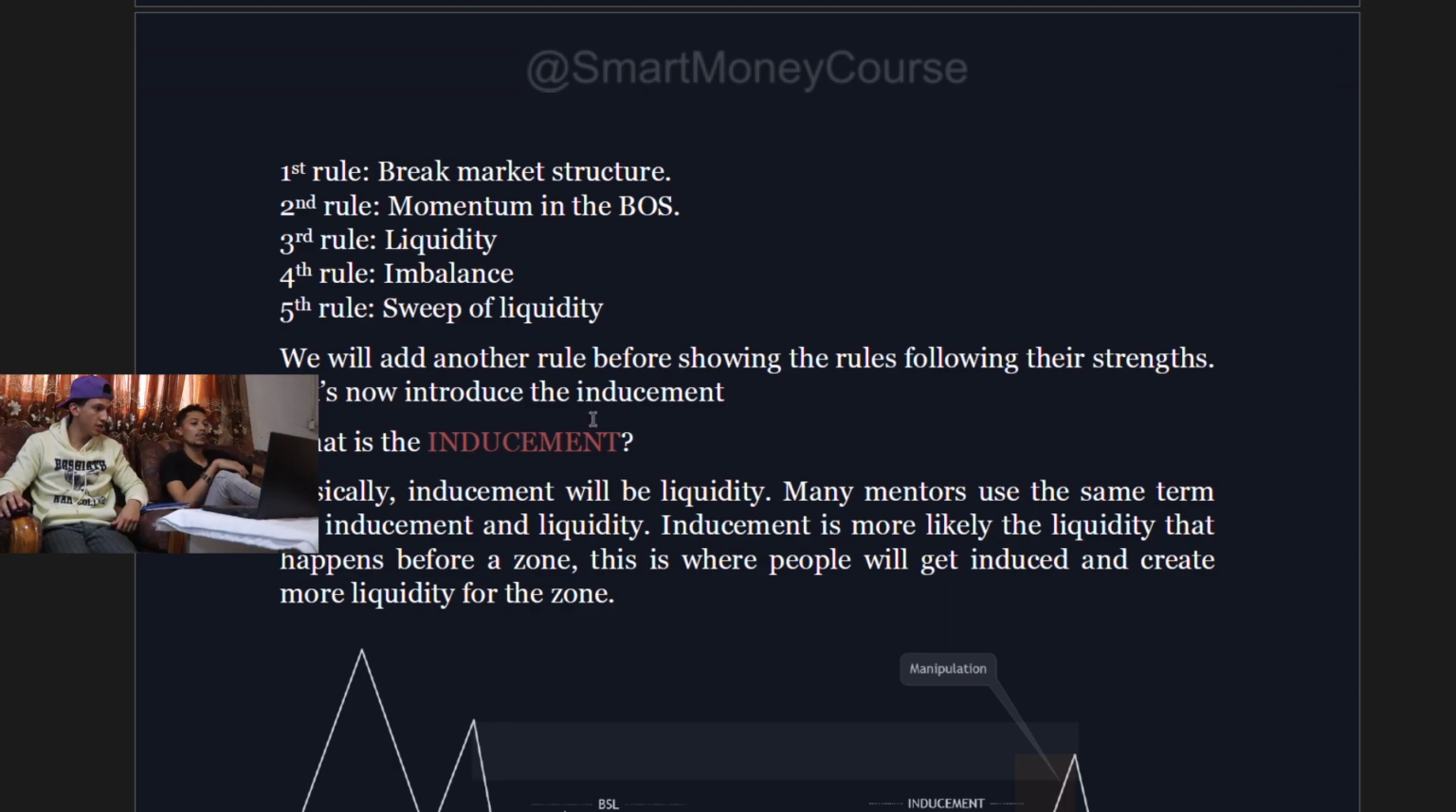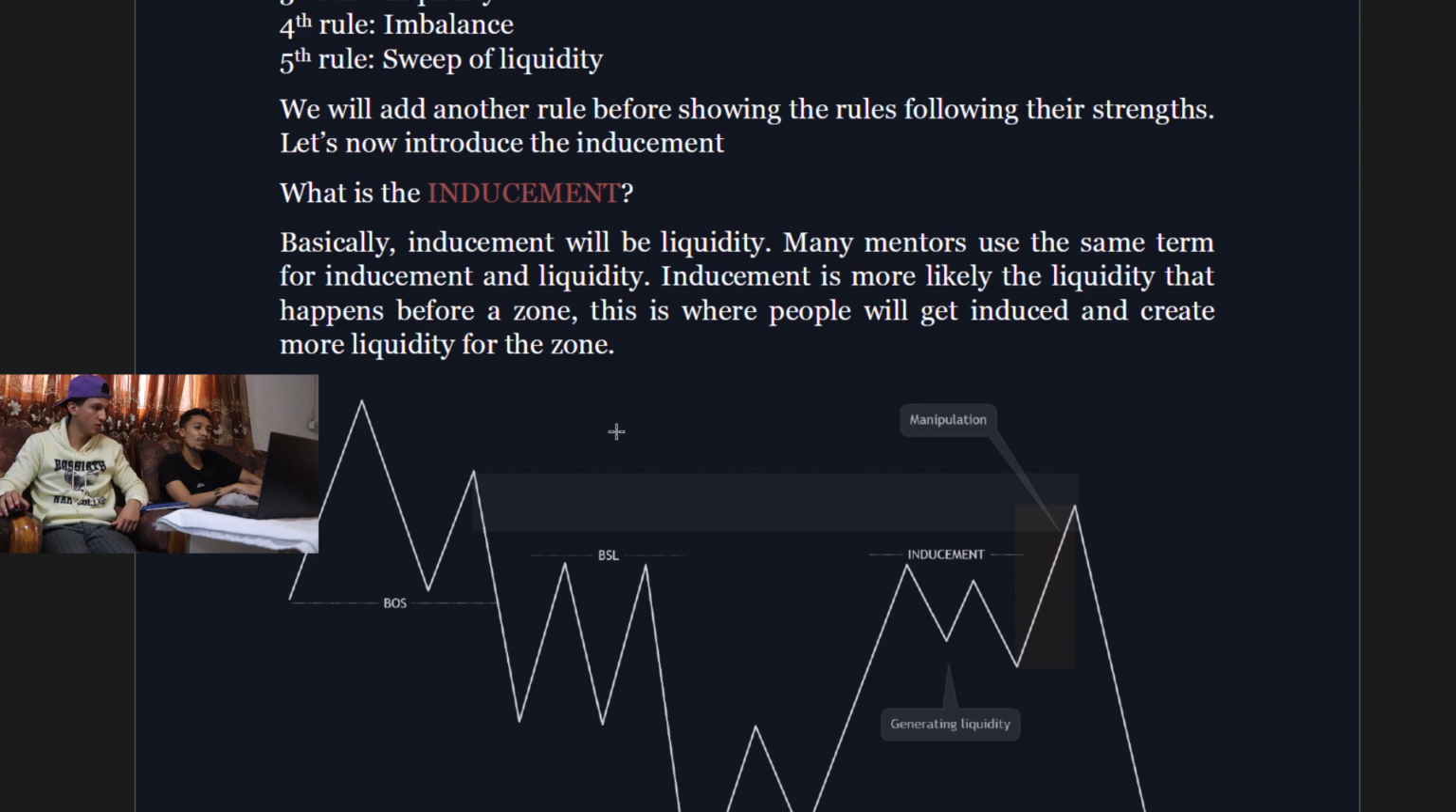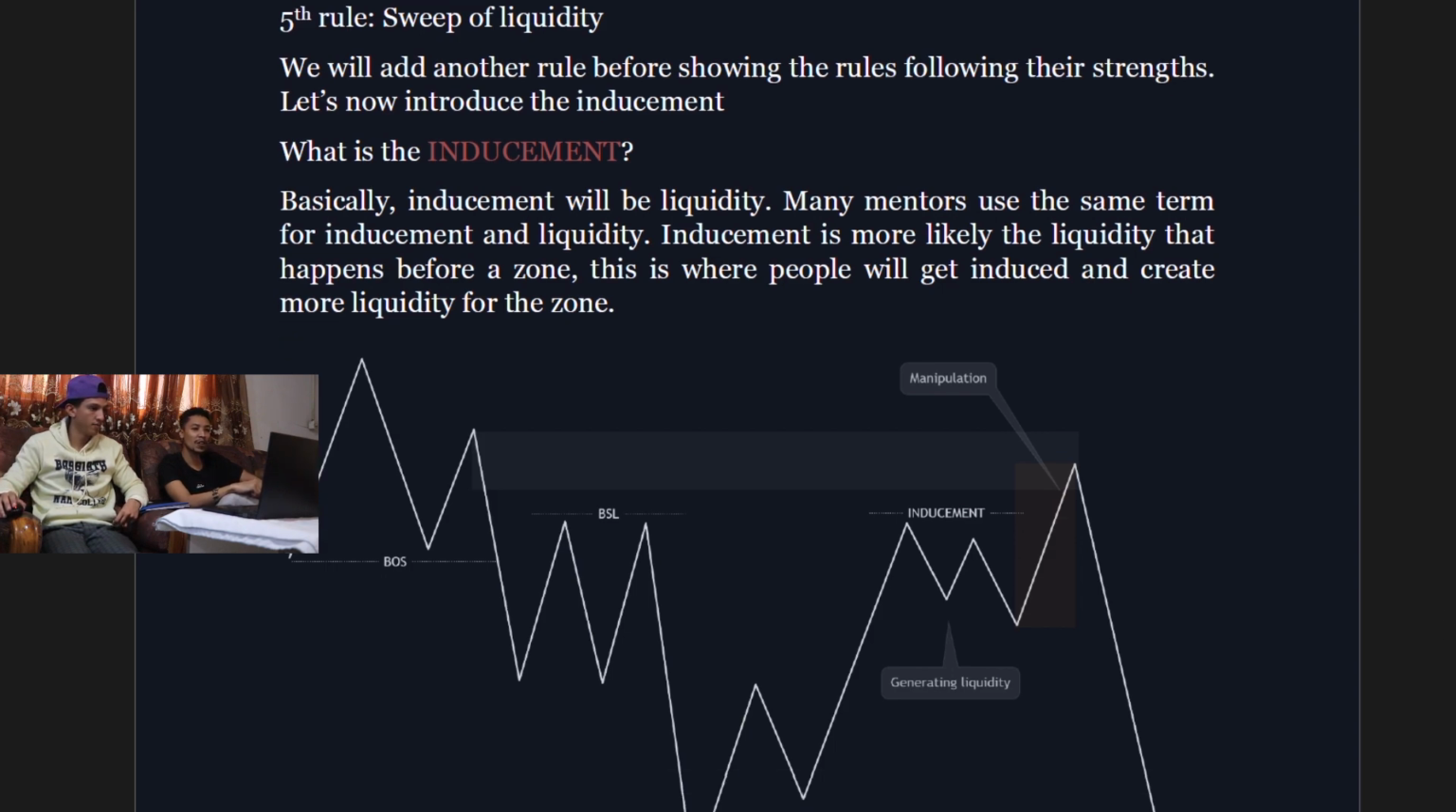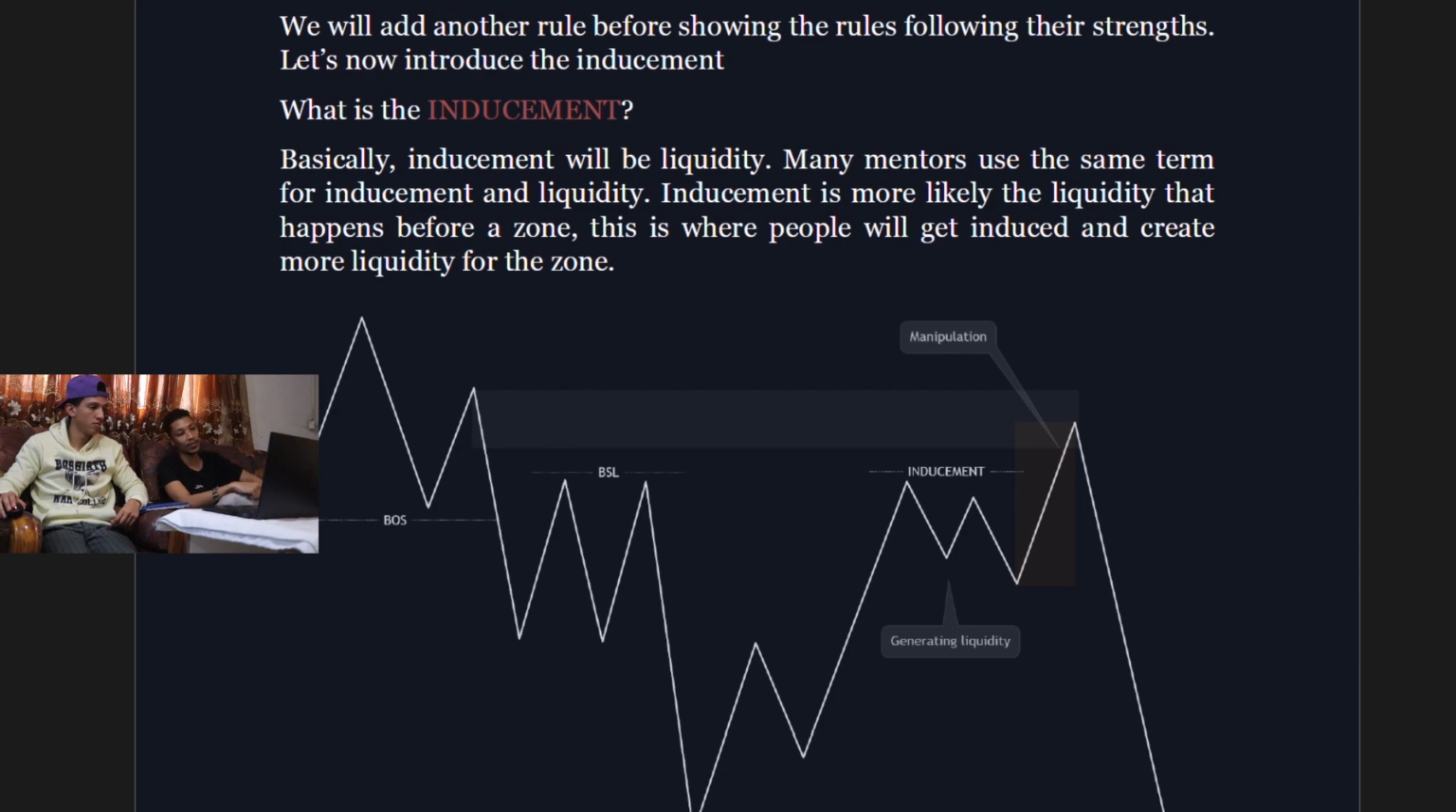Let's introduce the inducement. What is inducement? Basically, inducement is liquidity. Many mentors use the same term for inducement and liquidity. Inducement is more likely the liquidity that happens before a zone. This is where people will get induced and create more liquidity for the zone.